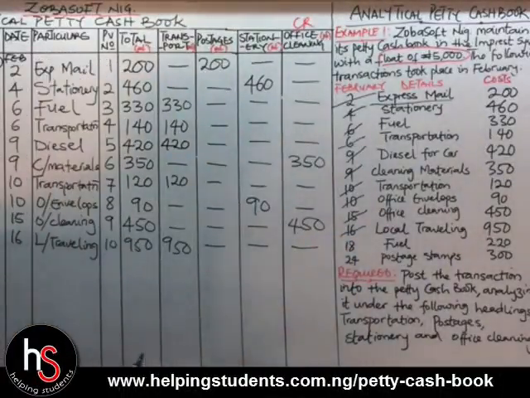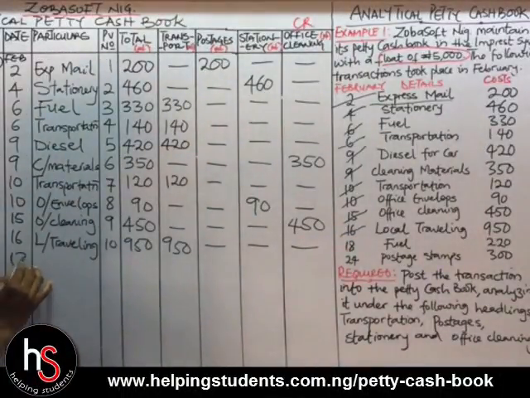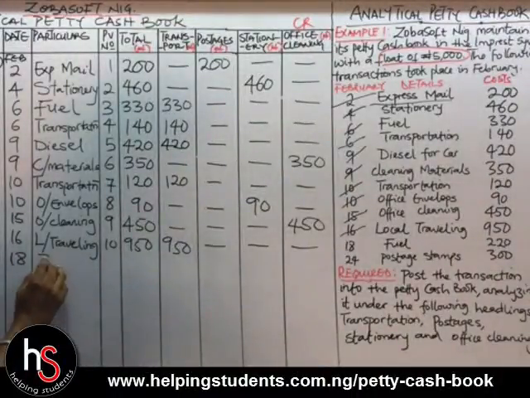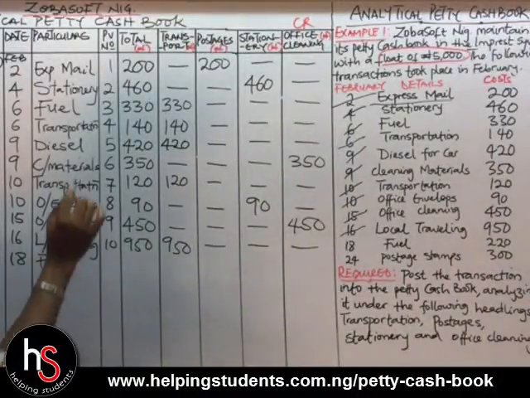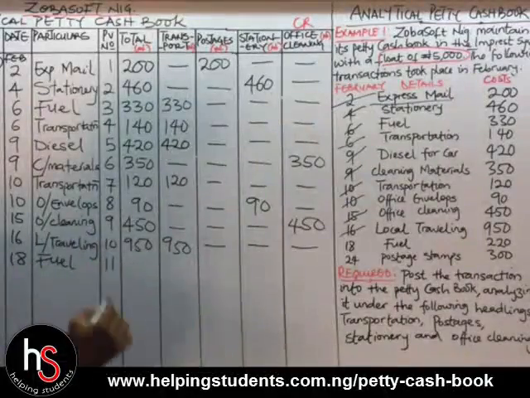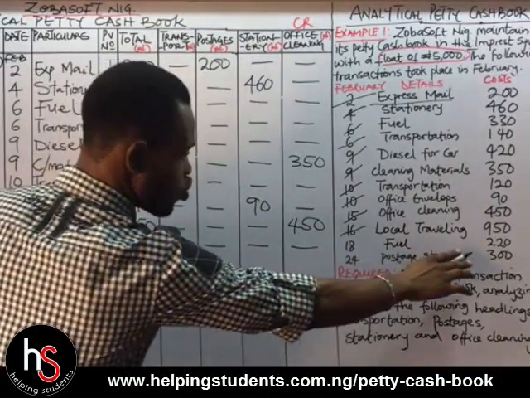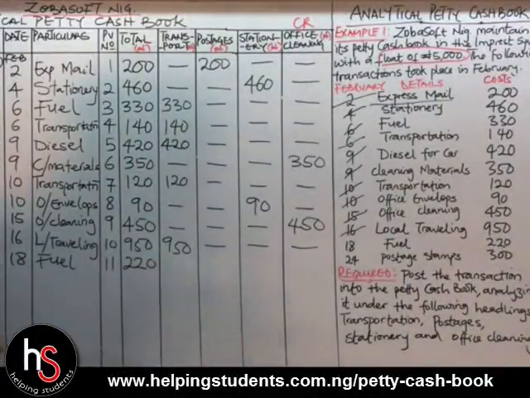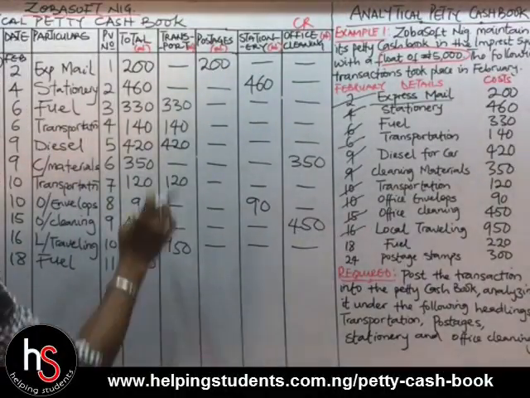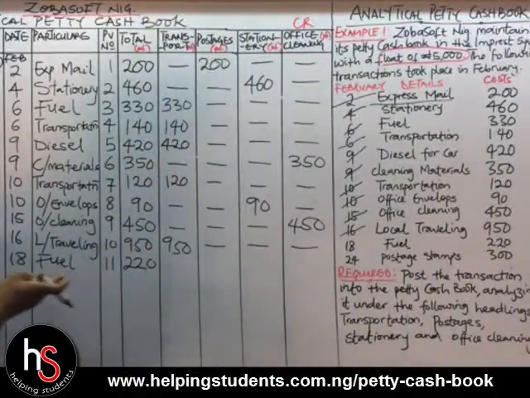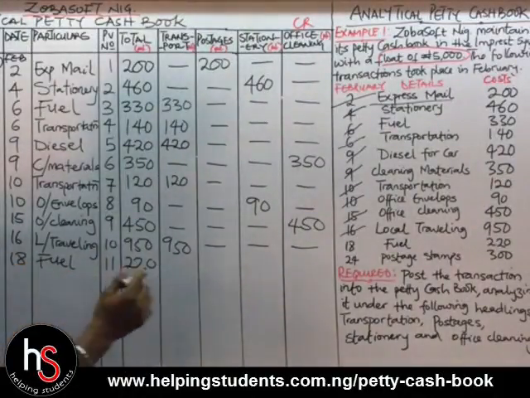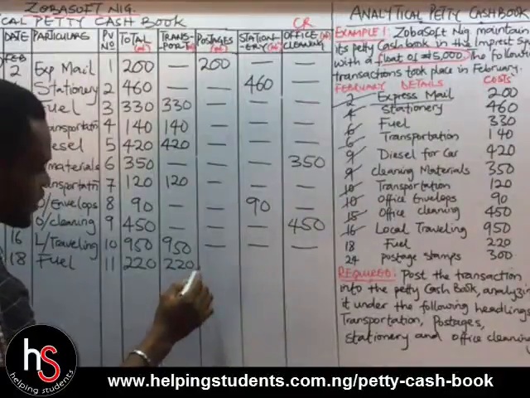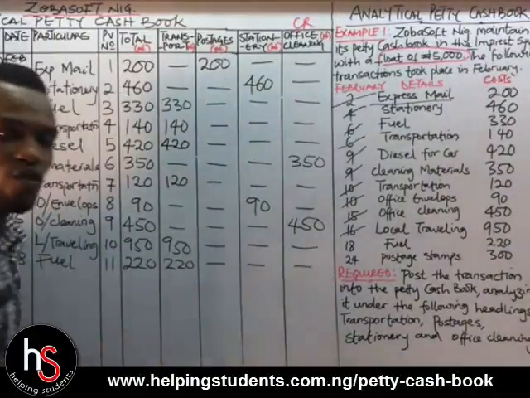On the 18th, we have the 18th here. And the 18th says fuel. And how much is it? The PV number, it's 11. Fuel is what? 220 naira. So under the total, we have 220. Okay? Now, transportation, yes. Transportation and fuel, they have something in common. So record 220. On this section, we have no transaction.